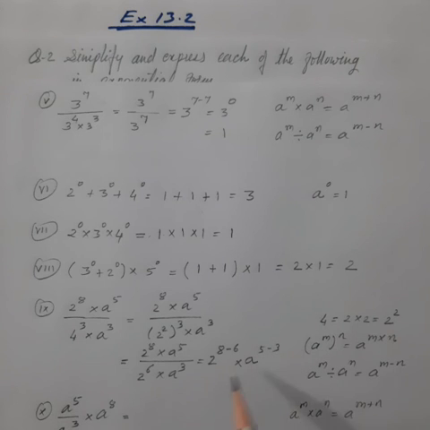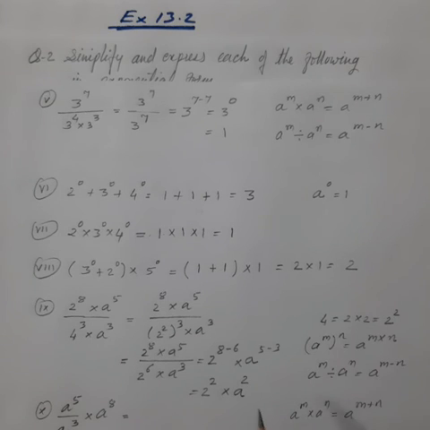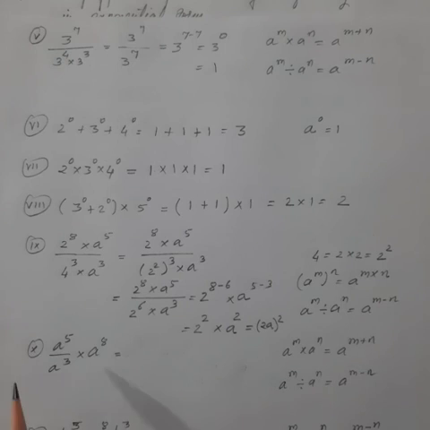5 minus 3. Base 2, 8 minus 6 is 2. So power is 2 into base a. Subtract the powers. 5 minus 3 is 2. So answer is 2 square into a square. Or here the powers are same. So we can take the same powers common and keep the bases in bracket. 2 into a means 2a. 2a whole bracket square.